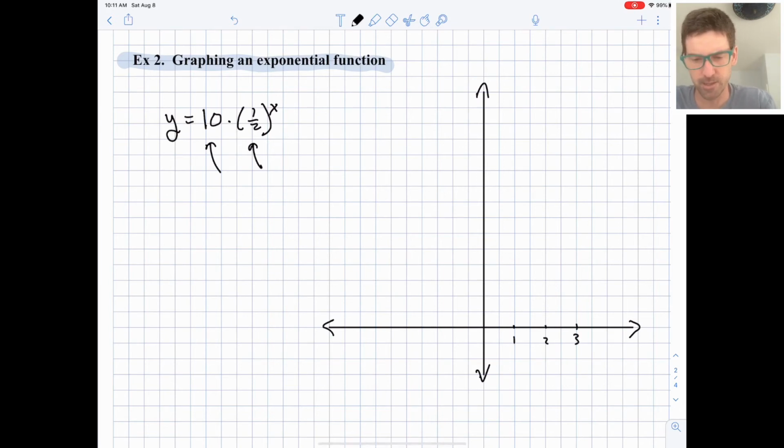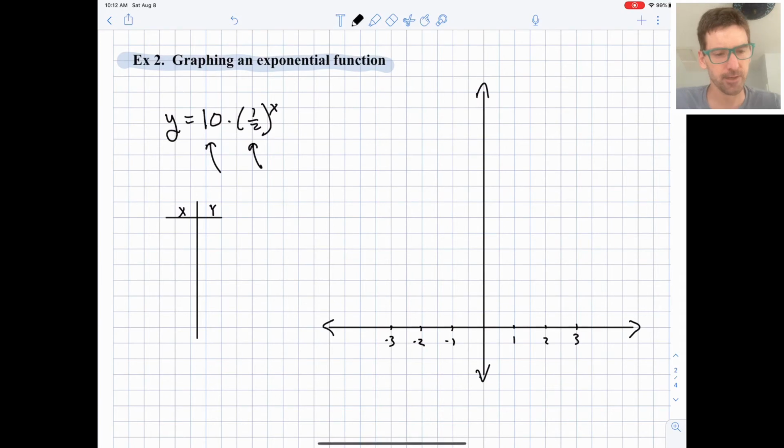2, 3, -1, -2, -3. And we could even do a quick table too. Eventually, unless you're required by your teacher to make a table, you don't need to make a table. You can just go straight to the graph. But let's try -3, -2, -1, 0, 1, 2, 3. And we're starting at 10. Okay, so that's our starting value, our y-intercept. And let's get this guy here.